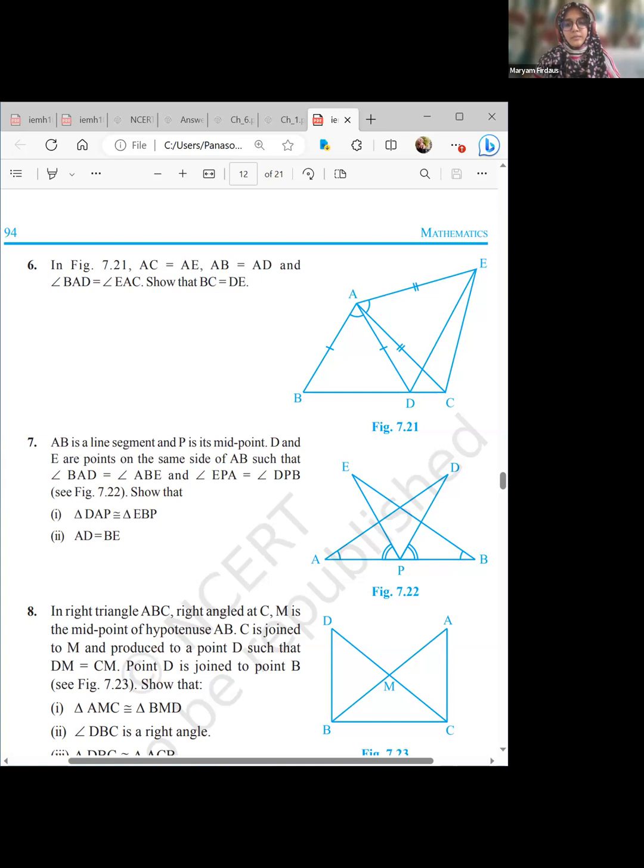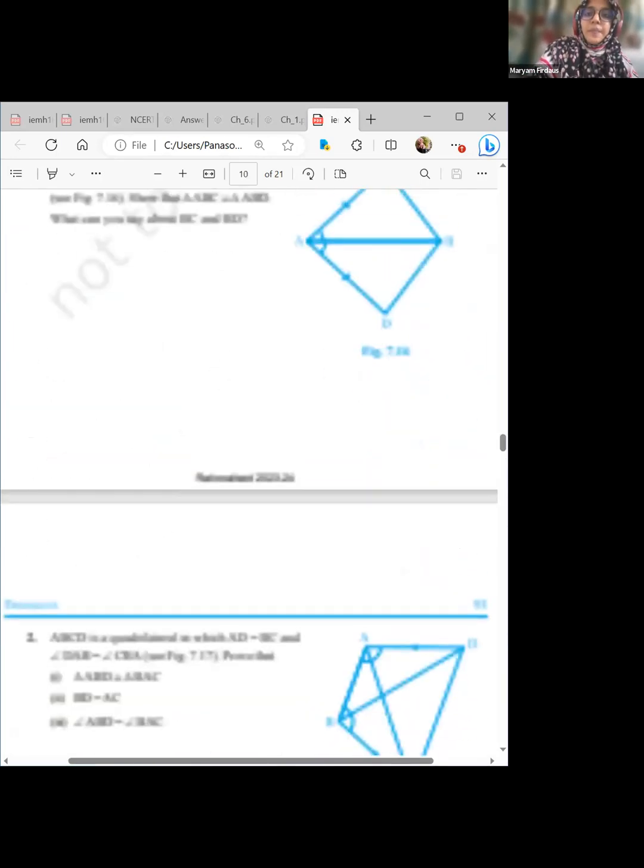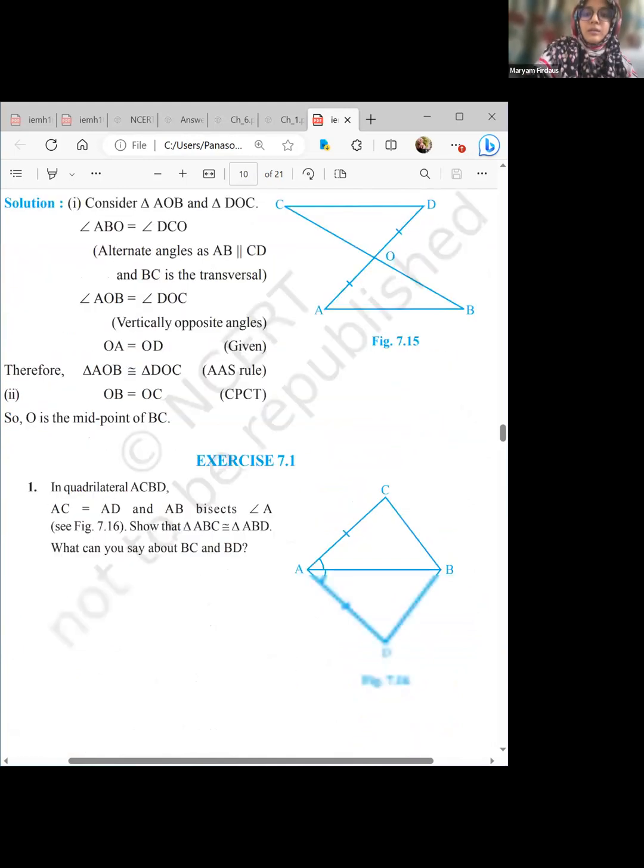One minute. You can see the question on the screen as well. Yeah, I don't know. Do you have the question in front of you in your textbook? Munir, do you have the textbook in front of you? Yes, ma'am. Yeah, open question number 6 in exercise 7.1.